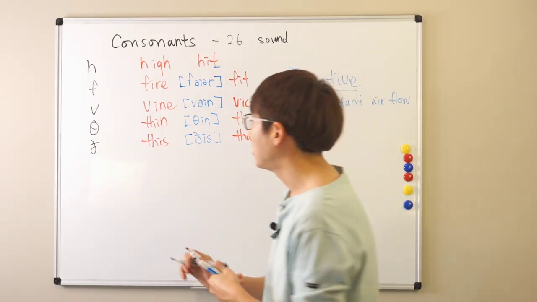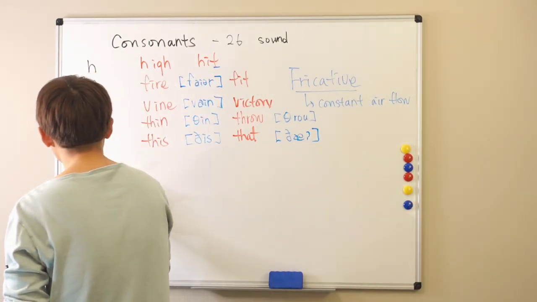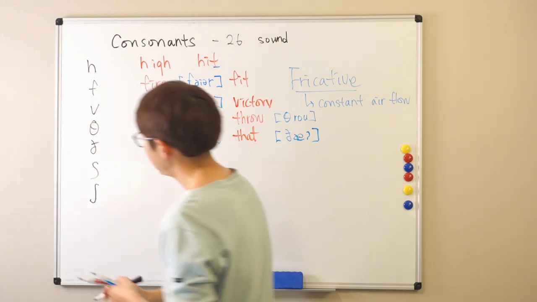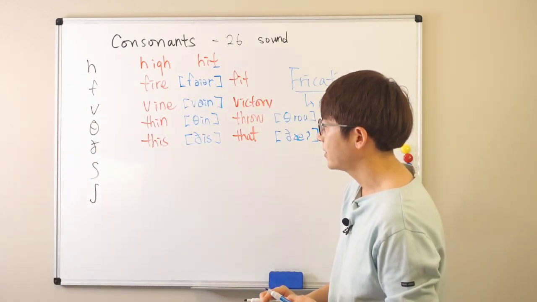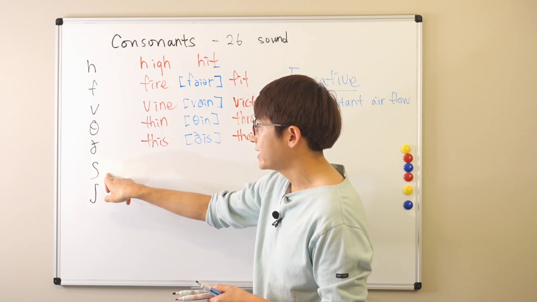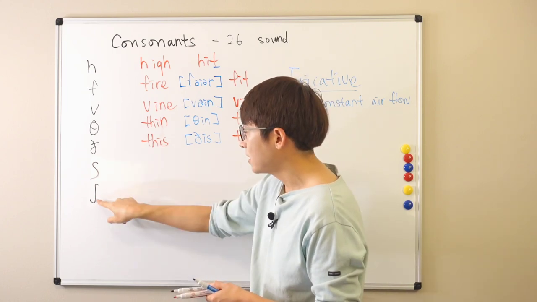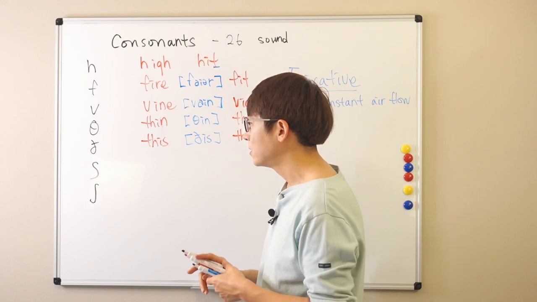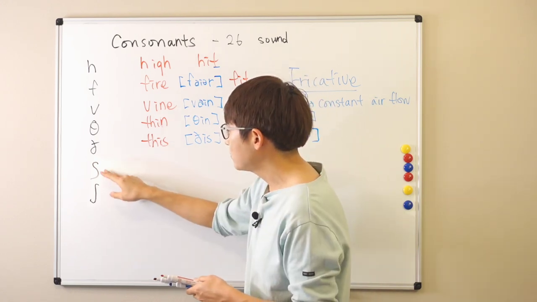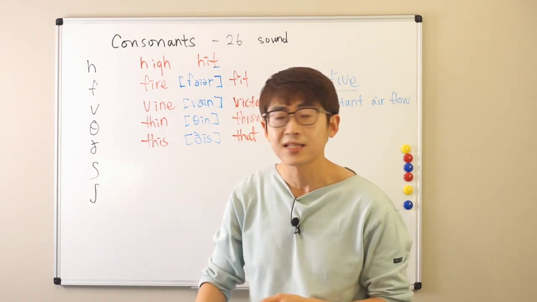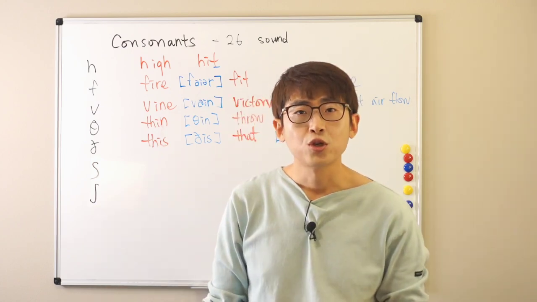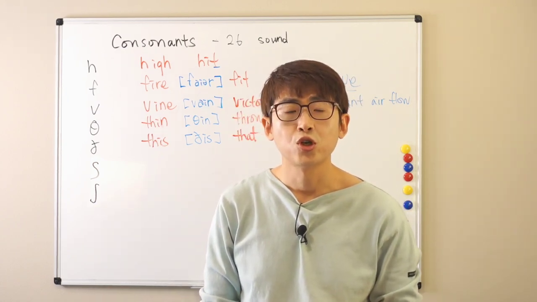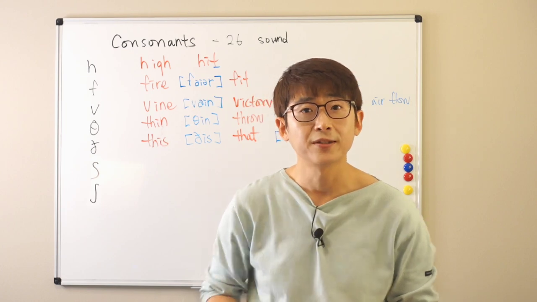And the next ones are S and sh, okay? And this one is just typical S, shorter. However, you have to make it longer, like when you're trying to draw a worm, okay? So this one is S, s, but this one is sh, sh. The shape is different, okay?